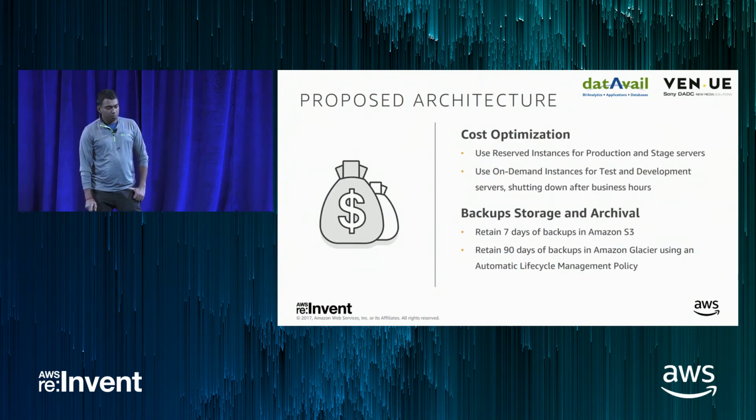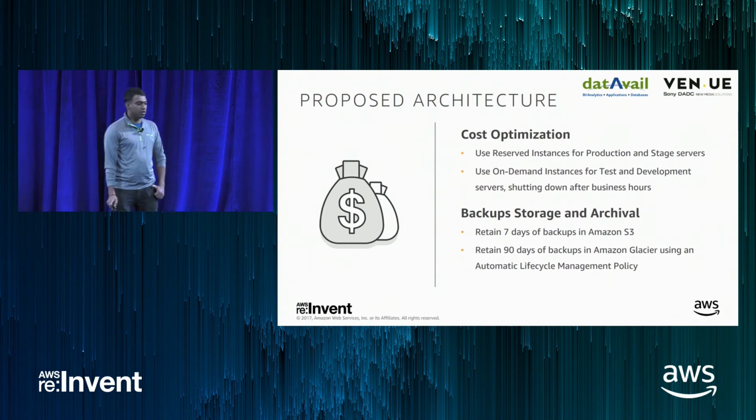As far as cost optimization goes, we used reserved instances for production and staging service, and we used on-demand instances for test and development service so that we can shut them down after business hours. Backup and storage, we retained 7 days worth of backups in Amazon S3, and we retained 90 days worth of backups in Amazon Glacier using an automatic lifecycle management policy.